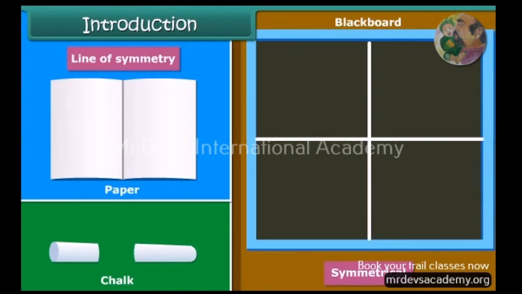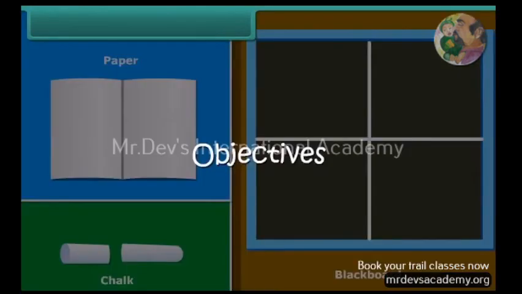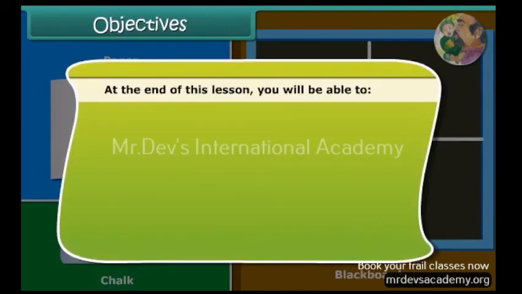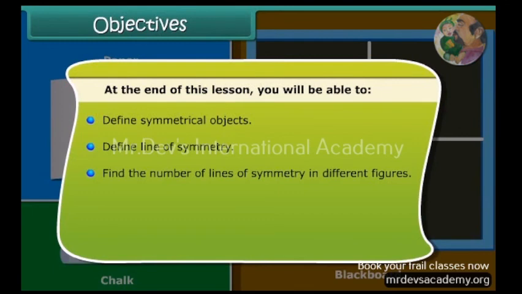Objectives. At the end of this lesson, you will be able to define symmetrical objects, define line of symmetry, find the number of lines of symmetry in different figures, explain the mirror line as the line of symmetry, and recall the applications of symmetry in daily life.